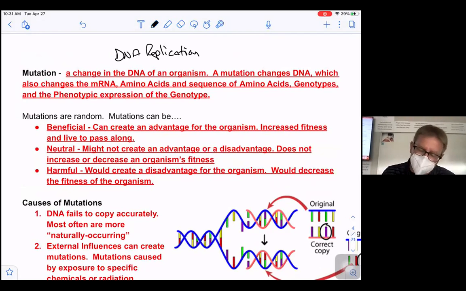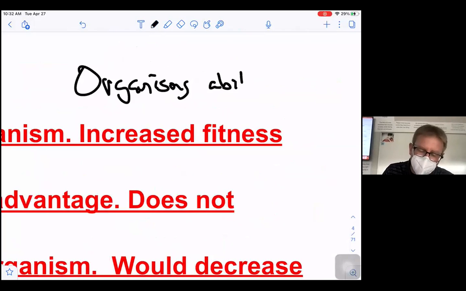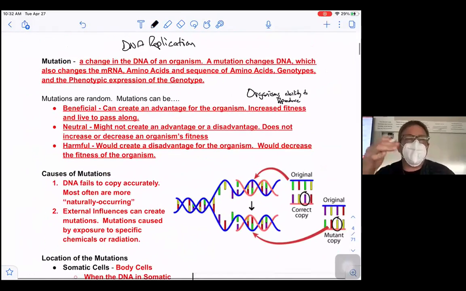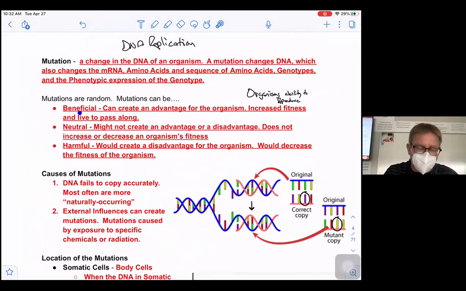And fitness is really just talking about an organism's ability to reproduce. So if it increases an organism's fitness, it means they're able to live longer, to reproduce more. So a mutation can be beneficial that then allows that organism to live longer, to reproduce more, which then passes along its traits more frequently.